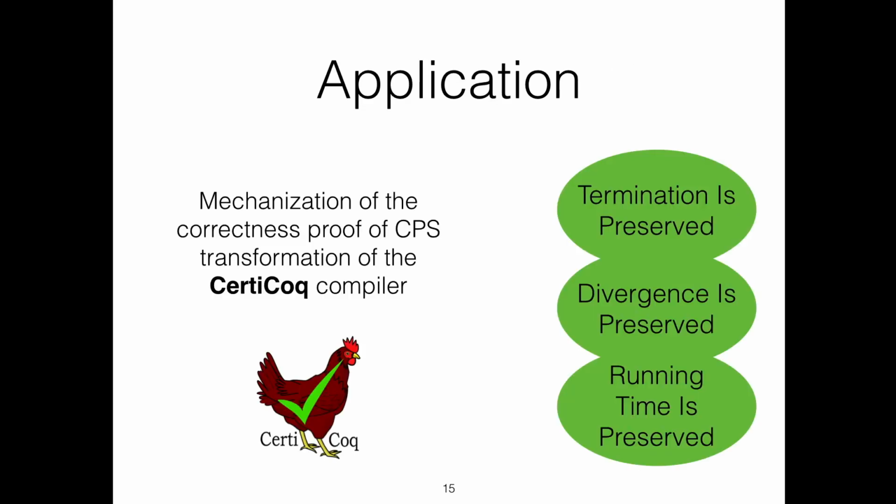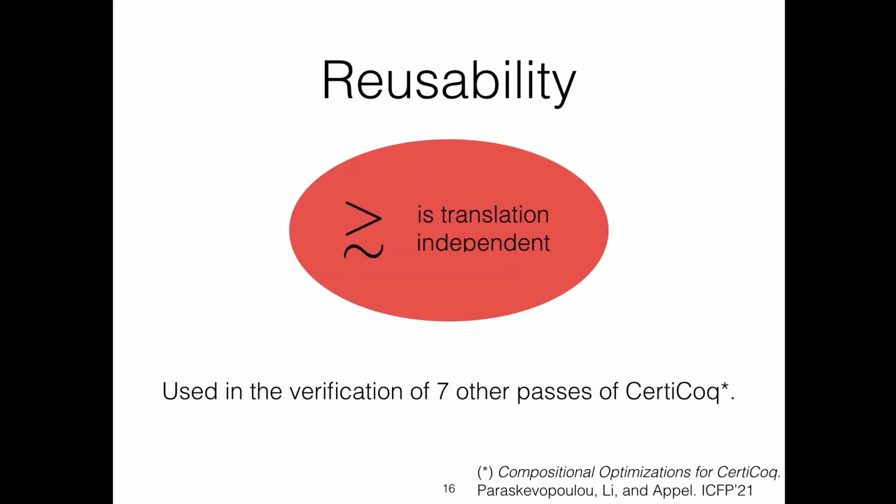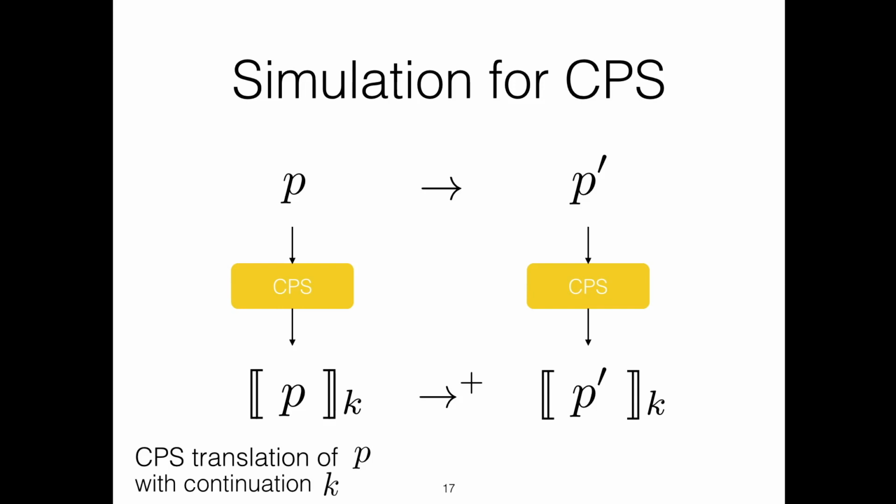We have applied this technique to mechanically verify the continuation passing style transformation of the CertiCoq compiler. In particular, we saw that our CPS transformation preserves termination and divergence, and also asymptotically preserves the running time of source programs. This relation was not specifically built for the verification of the CPS transformation. It is translation independent, and it has been used in the verification of 7 other transformations of CertiCoq. I will now explain the application of this technique to the verification of the CPS transformation of CertiCoq.